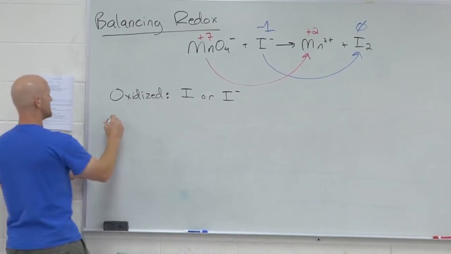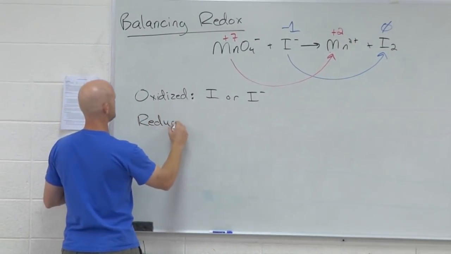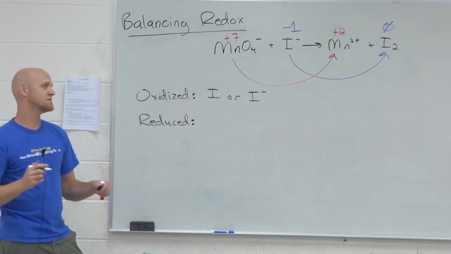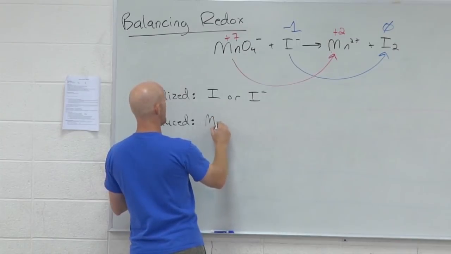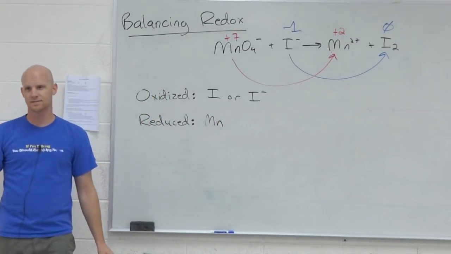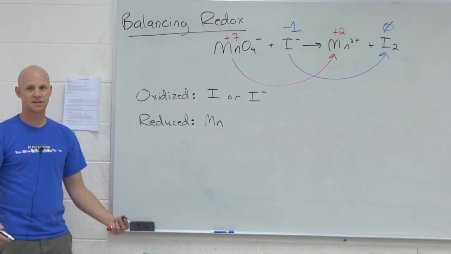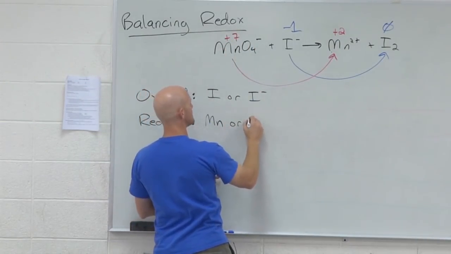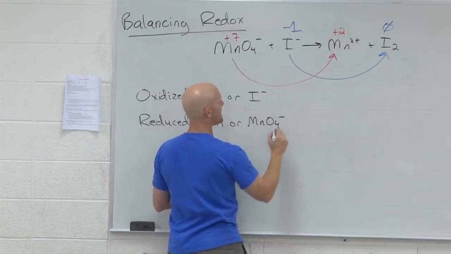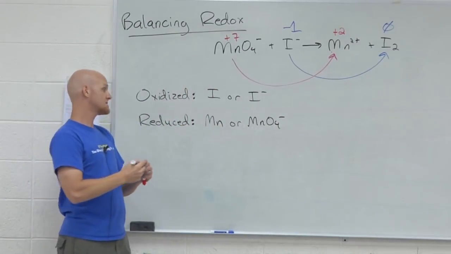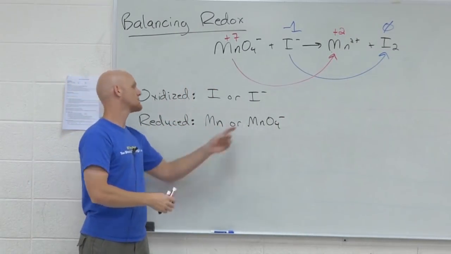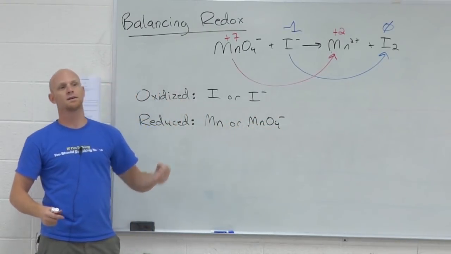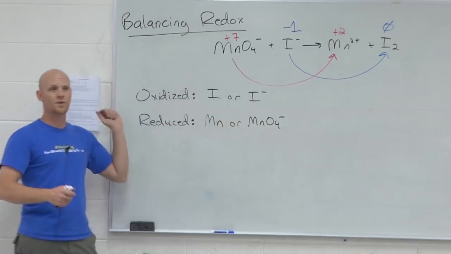If I ask you who gets reduced, you have two options. You can say that Mn, manganese, is the element that is getting reduced. It's a particular element. Or you could say what chemical species it actually exists as, which is MnO4-. So you could say manganese is the element, or it's really the entire reactant ion, in this case the permanganate ion. And either one of those is correct.